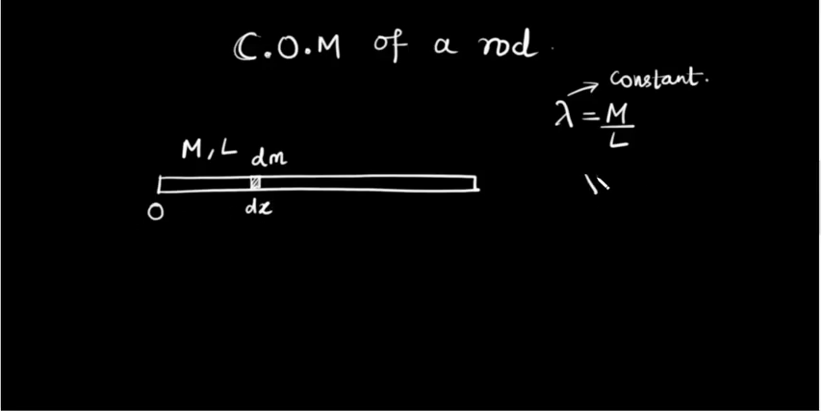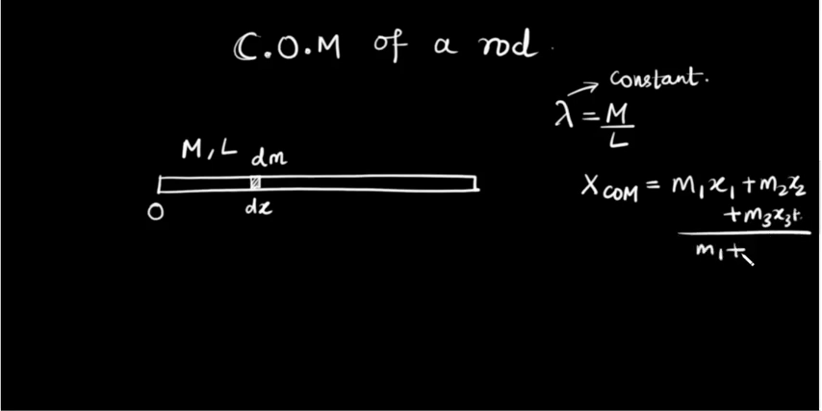Basically you know that XCOM, that is the x coordinate of the center of mass, basically is m1 x1 plus m2 x2 plus m3 x3 and so on, divided by the total mass m1 plus m2 plus m3 and so on, right? Now this is for the discrete system. Now this rod is a continuous system. That means we have to do integration. Now the integration will be like this.